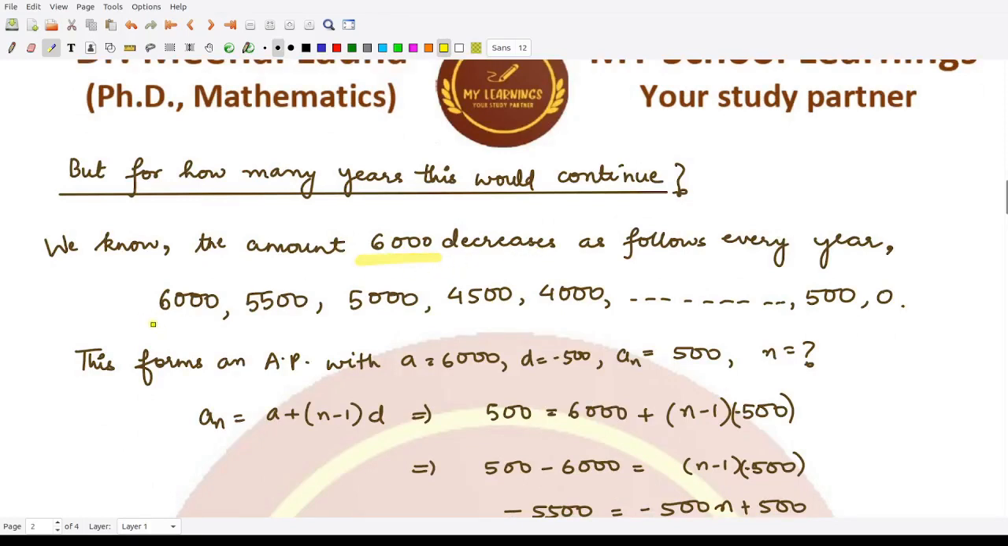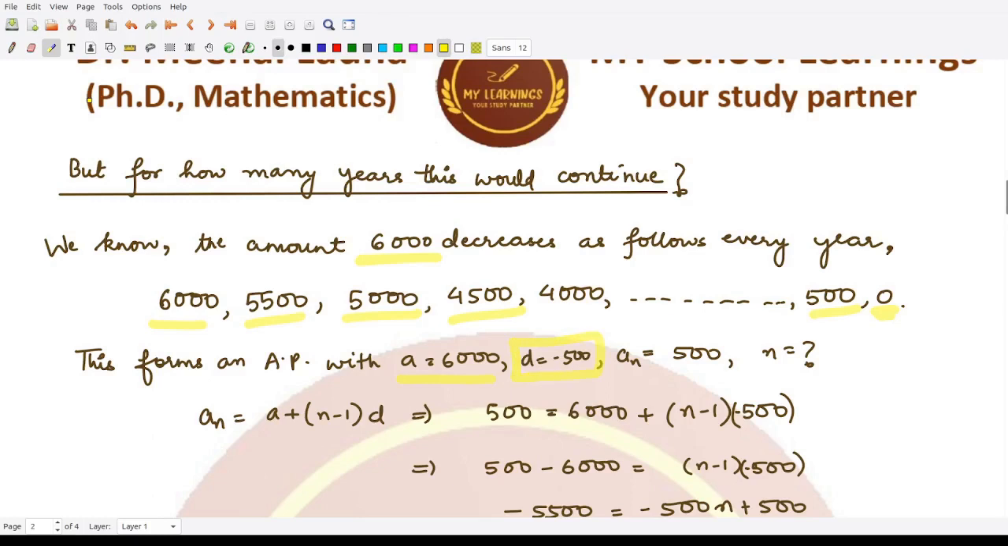So therefore in the first year it was 6,000, then 5,500, then 5,000, 4,500 and so on until it becomes 500 and then finally 0. So that means it forms an AP clearly, because we have a common difference. After each year we are taking out 500 from it. So here the first term is 6,000, the common difference is minus 500.